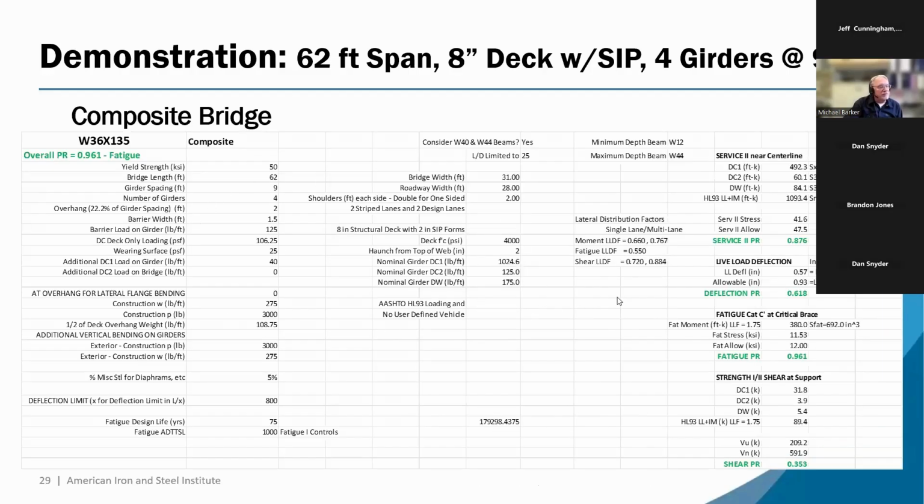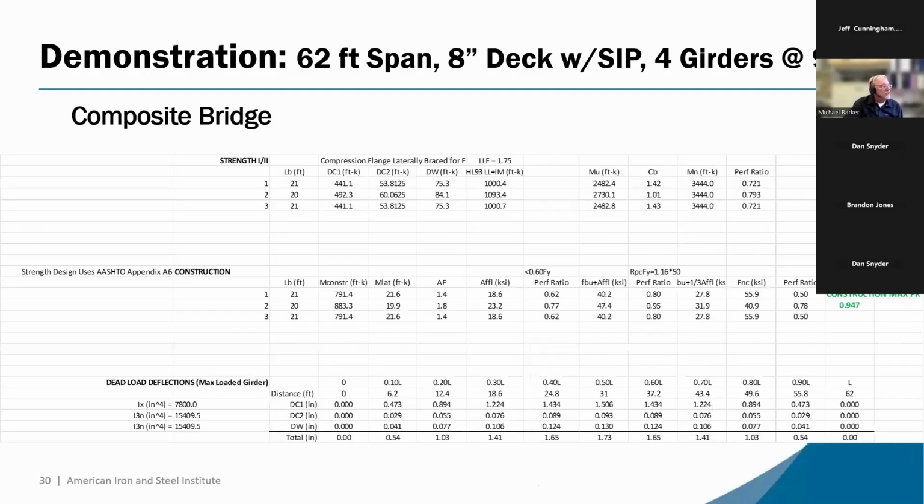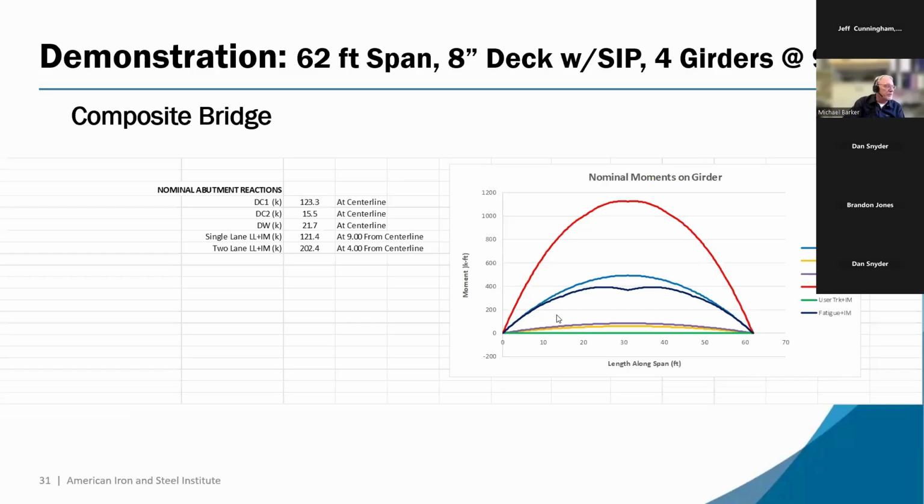And of course, it's going to give me all of that result stuff like it did before, so I can verify it as the engineer. It's going to give me the strength 1 or 2 design checks, performance ratios in each unbraced length. It's going to do the construction in each unbraced length with all of the lateral flange bending stuff that's part of AASHTO. And it's going to give me the dead load deflection so I can specify the cambers. Also gives us the nominal abutment reactions, just like the non-composite example did.